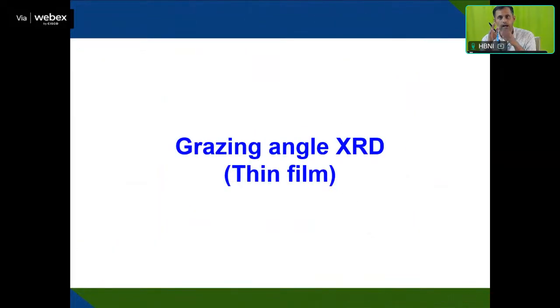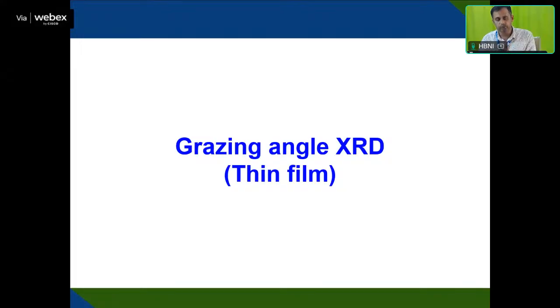So I have just discussed some glimpse of single crystal XRD. You can go and read in more detail about single crystal XRD to see how you can interpret those data.